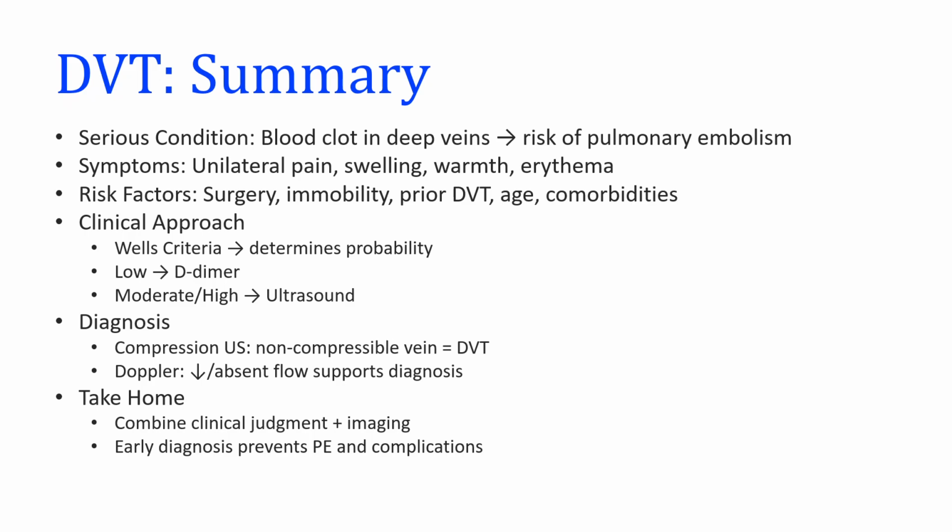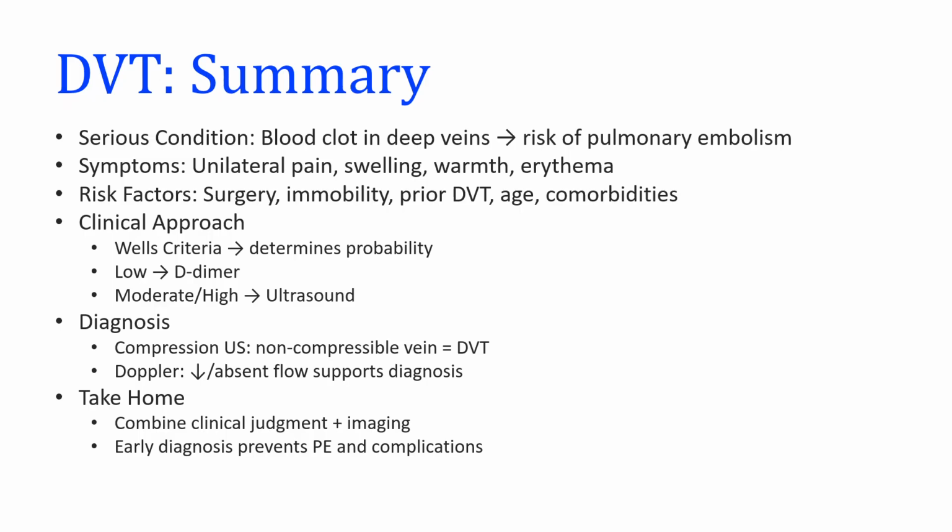In summary, DVT is the formation of a blood clot in the deep veins, most often in the lower extremity, and it's clinically important because of the risk of pulmonary embolism. Patients typically present with unilateral leg pain, swelling, warmth, and redness, though these symptoms can overlap with other conditions. Key risk factors include recent surgery, immobility, prior DVT, age, and medical comorbidities.